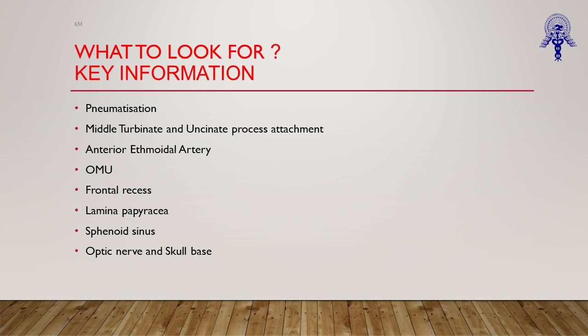First is pneumatization of the sinuses. One side frontal sinus may be agenetic. One side sphenoid sinus may be a little small, one side may be large. Maxillary sinuses are generally symmetrical, and ethmoidal disease.